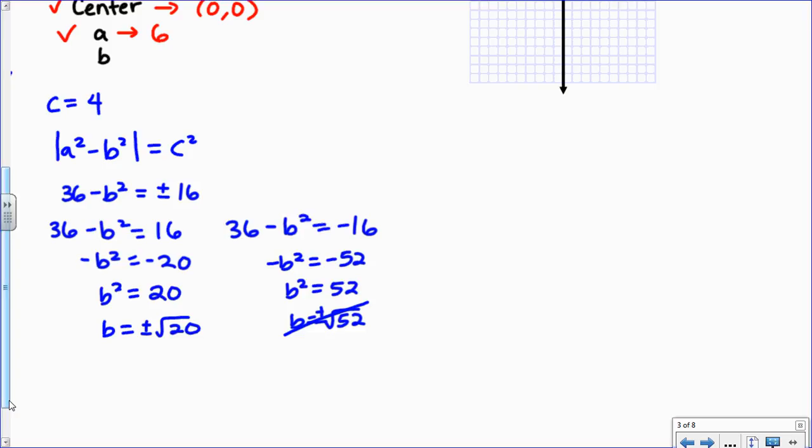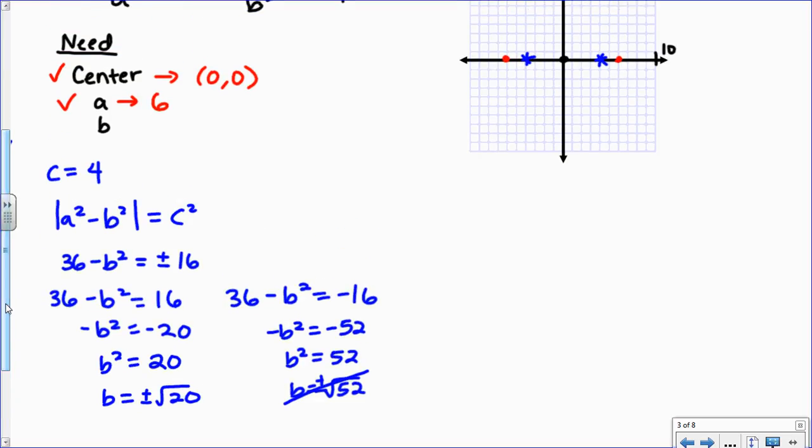Okay, so now that we have B, we can write our equation. So x minus 0 squared is x squared over a squared plus y minus 0 squared is y squared over b squared. So b is square root of 20, b squared is 20. So all I really care about is what b squared is for this equation, equals 1.